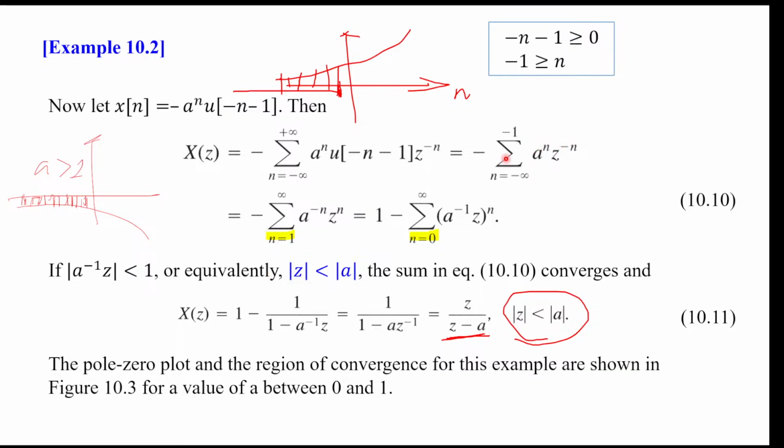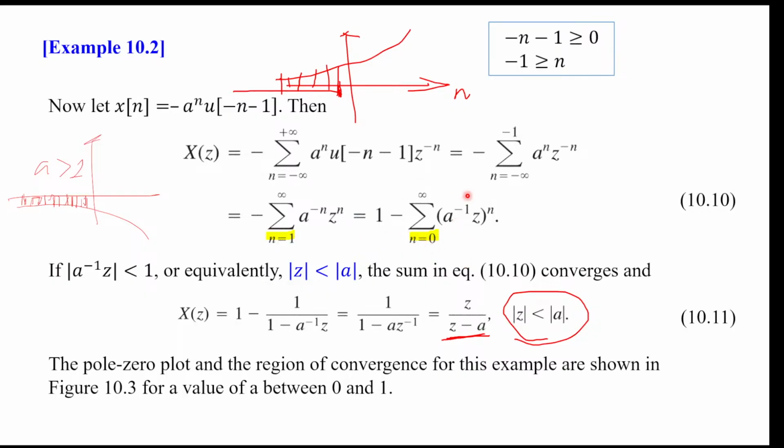So n from minus infinity to -1 becomes 1 to plus infinity, and the n gets a minus sign, and this minus n becomes plus n. Finally, we change the range a little bit because we want to use the geometric series sum formula more nicely. So we add an extra term of n equal to 0. So this was n from 1, and now we sum n from 0.